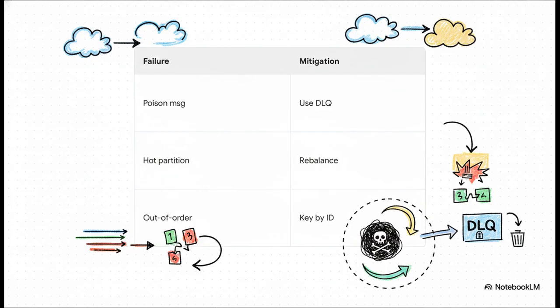Take the poison message scenario, for example. A single malformed payload from a producer can crash your consumer worker. If that worker restarts and tries to process the exact same message again, boom, you are stuck in an endless loop. Routing those bad schemas to a dead letter queue, or a DLQ, instead of blocking the entire partition, is absolutely critical to keeping the rest of your traffic flowing smoothly.